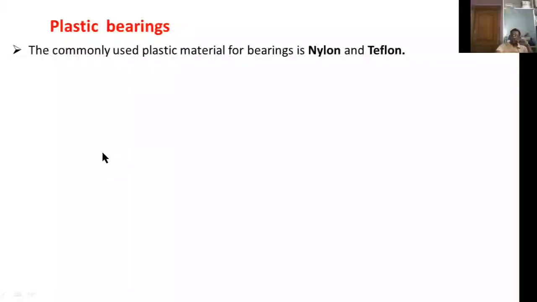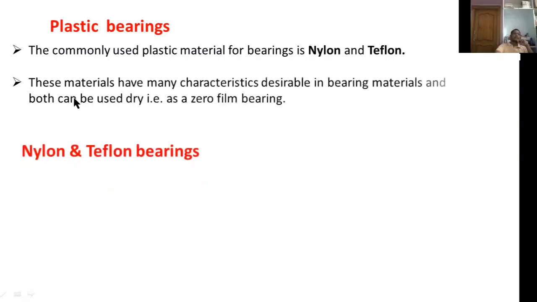And plastic bearings. Commonly used plastic materials for bearings are nylon and Teflon. Okay, so these materials have many characteristics desirable in bearing material, and both can be used dry, that is as a zero film bearing. Okay, these plastic bearings are used as zero film bearings. There is no need of lubrication.